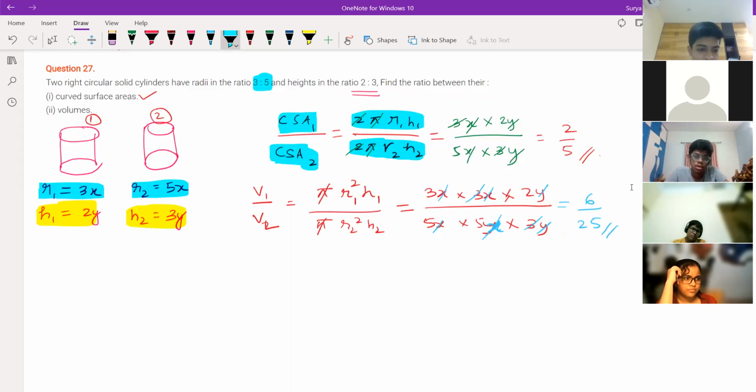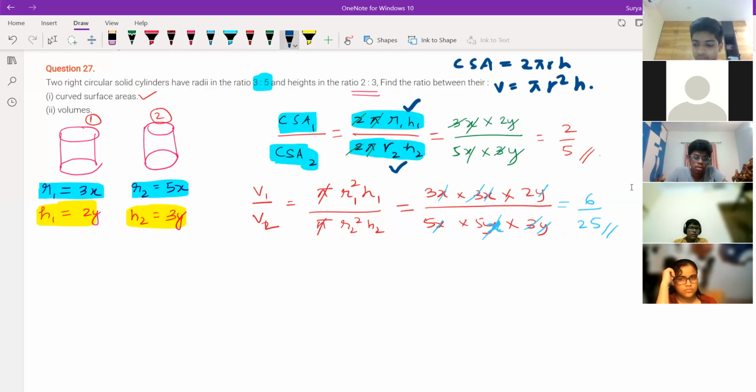Okay, sir. Okay. So see, CSA formula, you just try to understand: 2 pi R1 H1 and CSA is 2 pi R2 H2. 2 pi RH is the formula for CSA. You just mention somewhere: CSA of cylinder is 2 pi RH. And volume of cylinder is pi R square H. This much, two formulas, is required for this one. This much you know, means you can do this question.